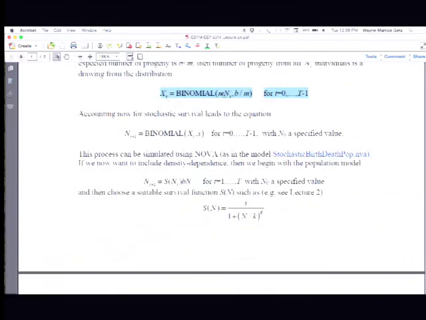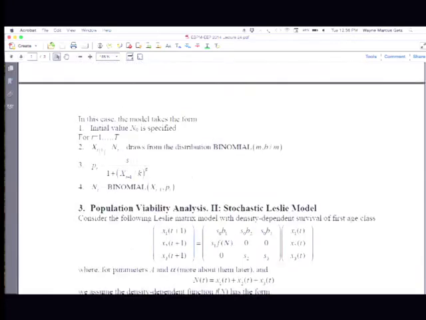This is n of t draws from the binomial distribution m b upon m. So I should have actually just written this as x of t minus 1. You draw it from the distribution binomial, little m times n of t minus 1, and then p is b upon m. So I'm telling you that you're drawing from this distribution n of t minus 1 times, which is the same as just drawing once from a binomial distribution with n of t minus 1 inside here.